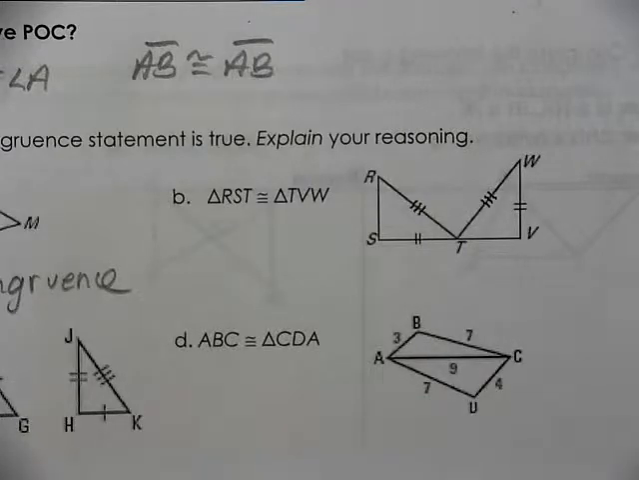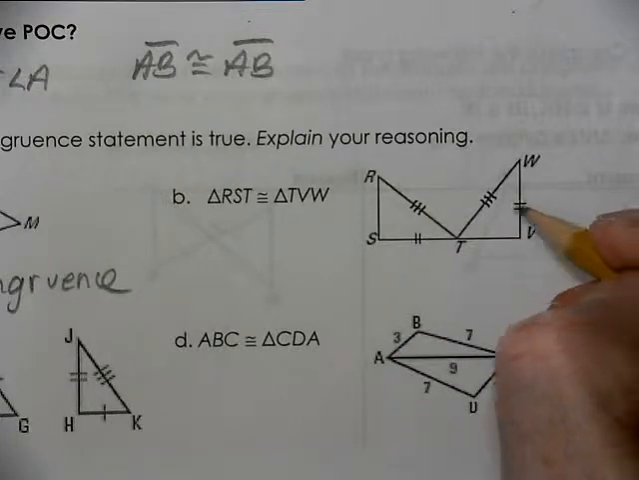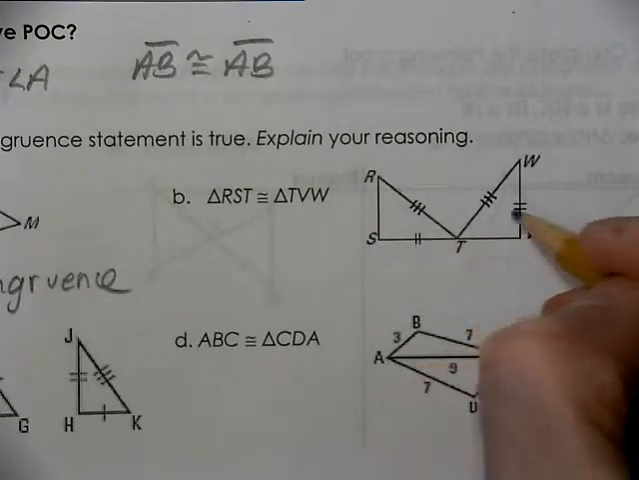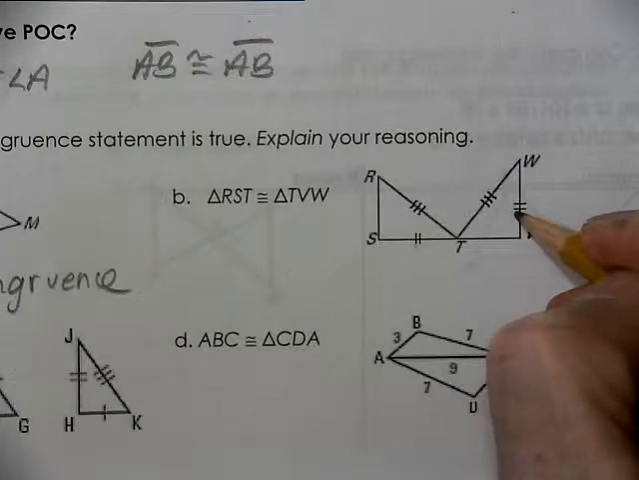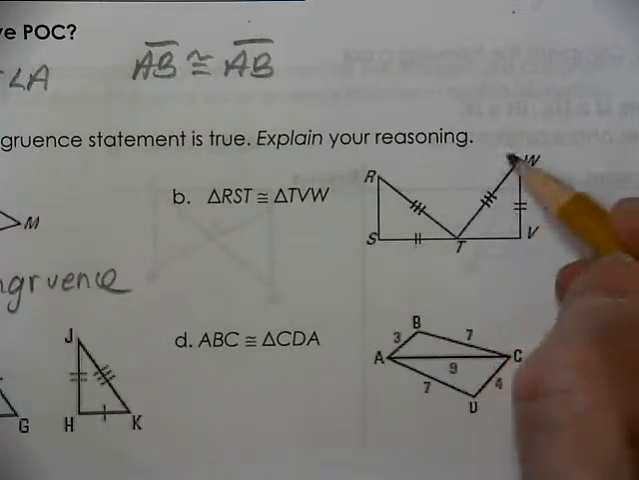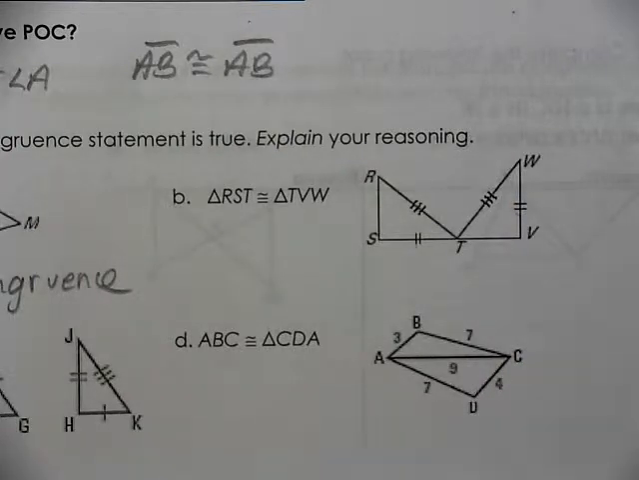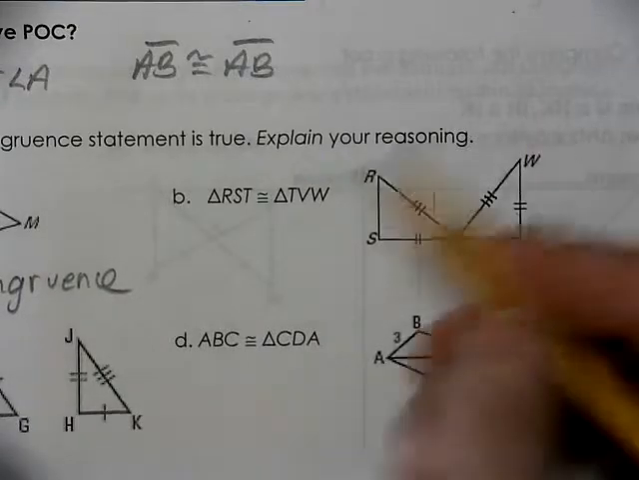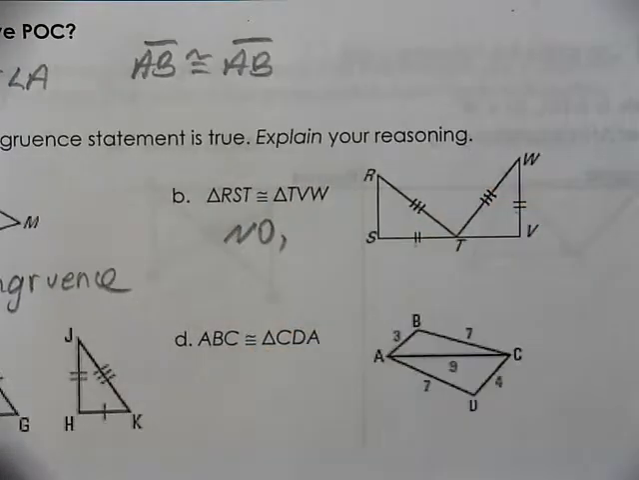Let's try the second one. Notice that we have 2 sides the same with 2 tick marks. We have another pair of sides the same with 3 tick marks. What we don't know is, do we have any other bits of information? Do we have a reflexive property? Do we have vertical angles? Do we have a midpoint? Anything like that, that would be helpful to know. And we're going to say that we don't.